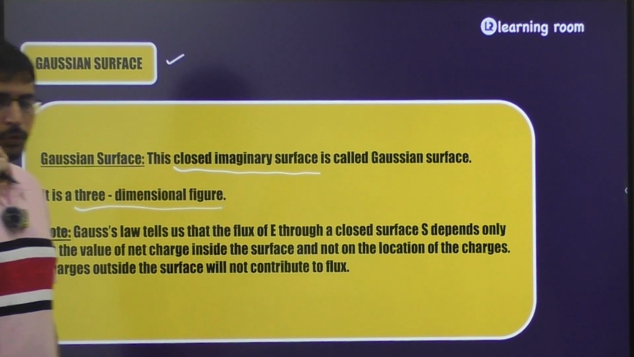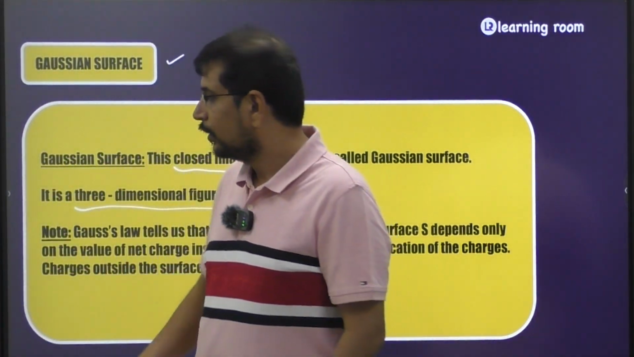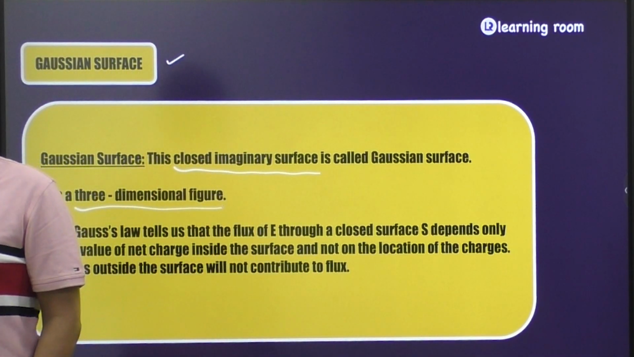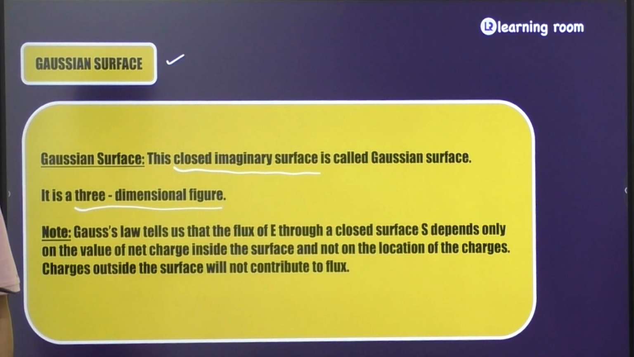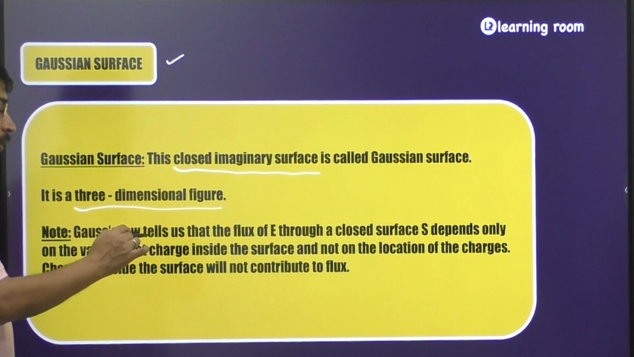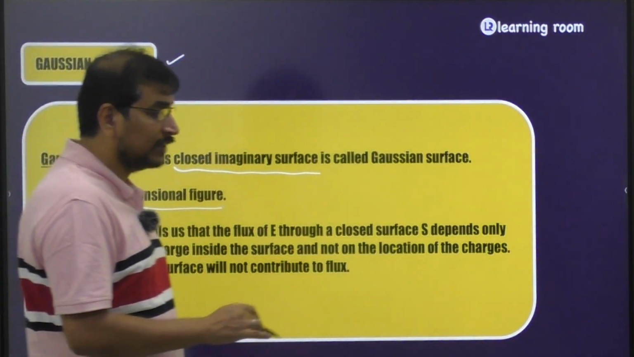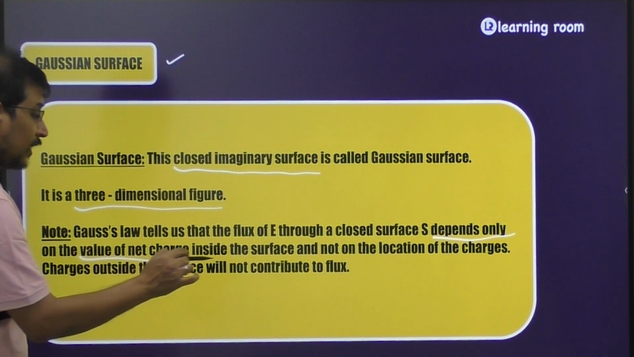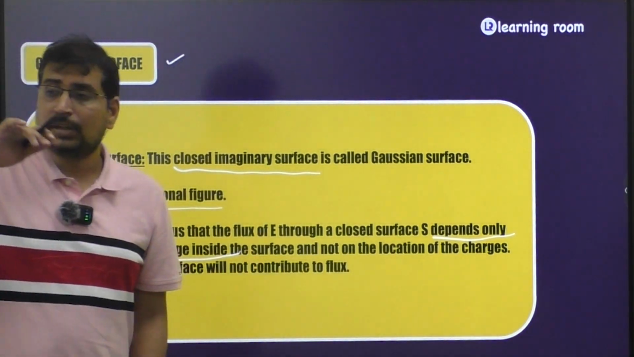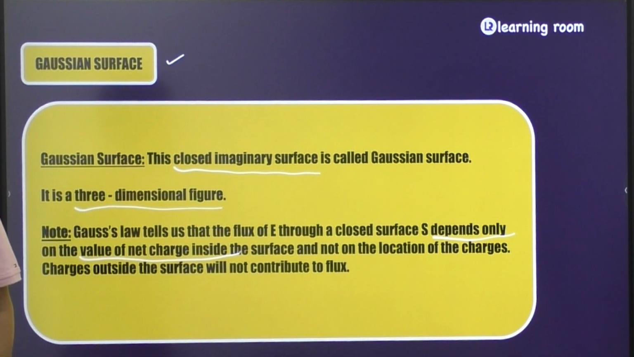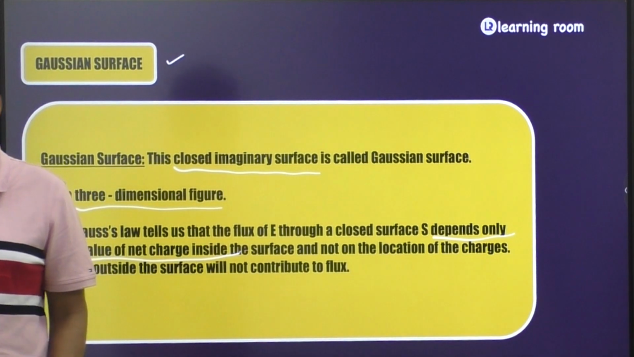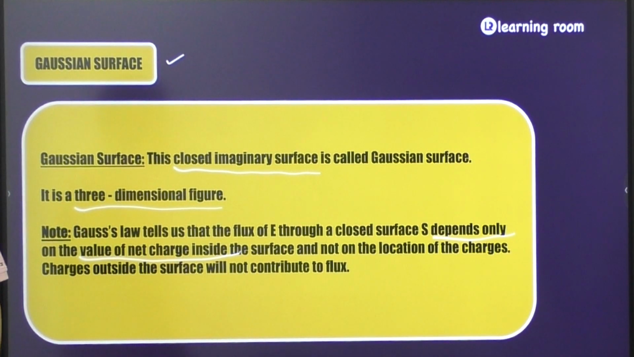And the most important point which I wanted to state here is, whenever you are applying this concept of Gauss law, it depends only on the total charge that is enclosed within the surface. Gauss law tells us that the flux through any closed surface S depends only on the value of the net charge present inside the surface, and it does not depend on the location of charges at all. So if you take a Gaussian surface and know the value of net charge present inside, that is more than sufficient for you to apply this Gauss law.